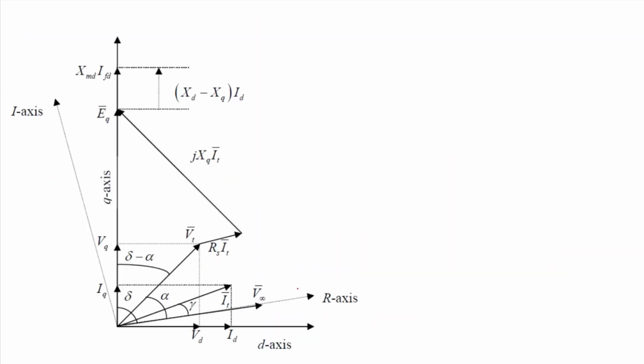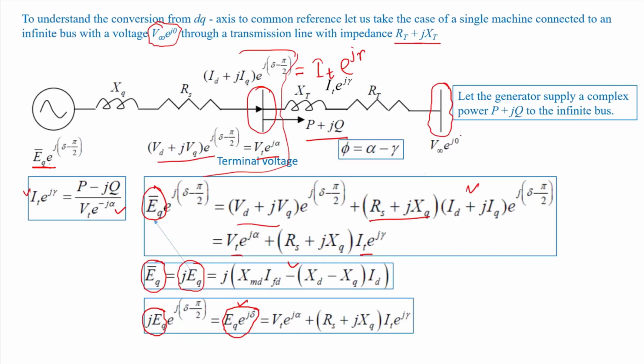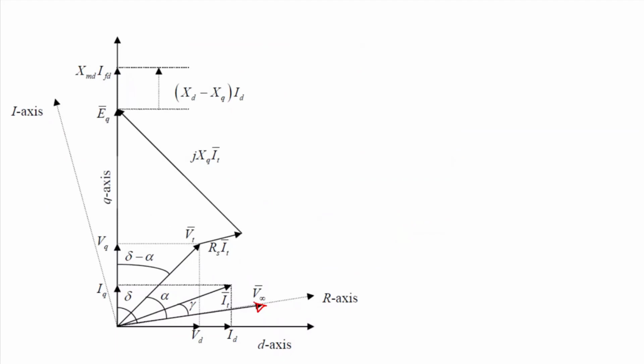So here is your phasor diagram, right? This is your R-I axis. You can see here, this is the R axis, this is the I axis, and V infinite is here, right? V infinite means the voltage of the infinite bus. Because it has an angle of 0 degrees, it lies along the R axis, so this is the reference voltage, in fact.